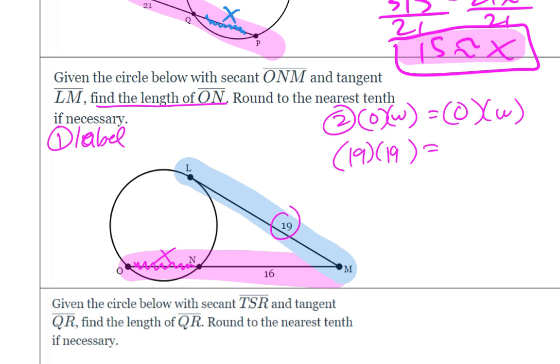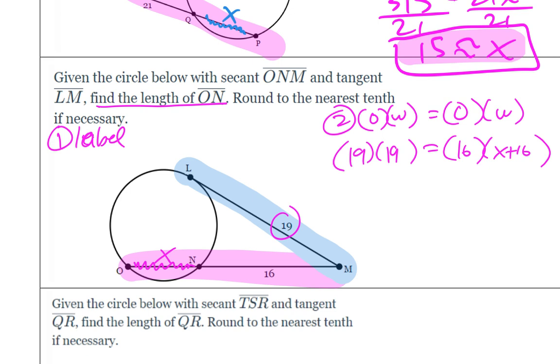What's the outside on the pink one? Is it x or is it 16? It is 16, right? That's the outside. And what's the whole thing? Is it x? No, it's x plus 16. The whole thing is x plus 16, right? All right, so now that we set it up, now we can do the math.